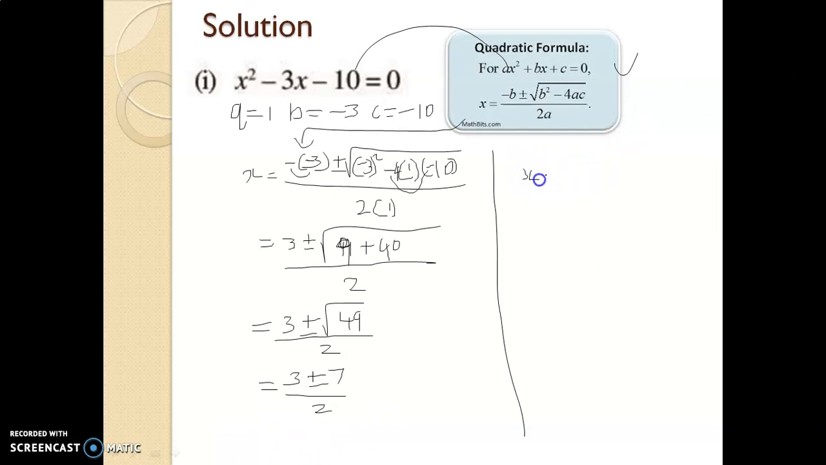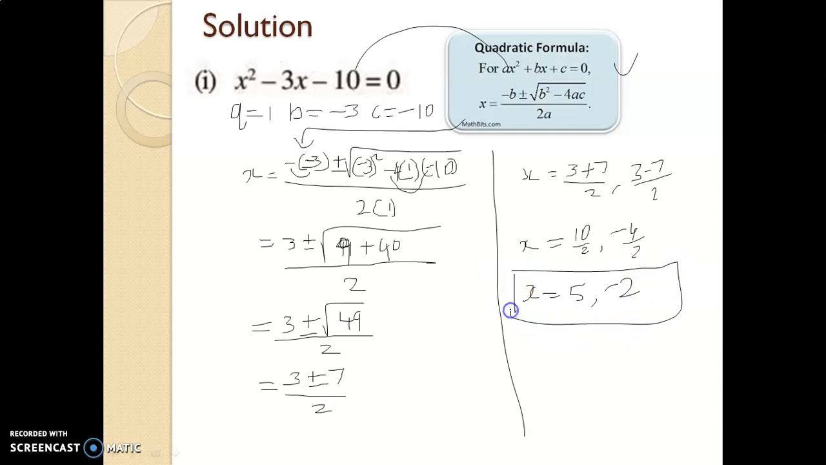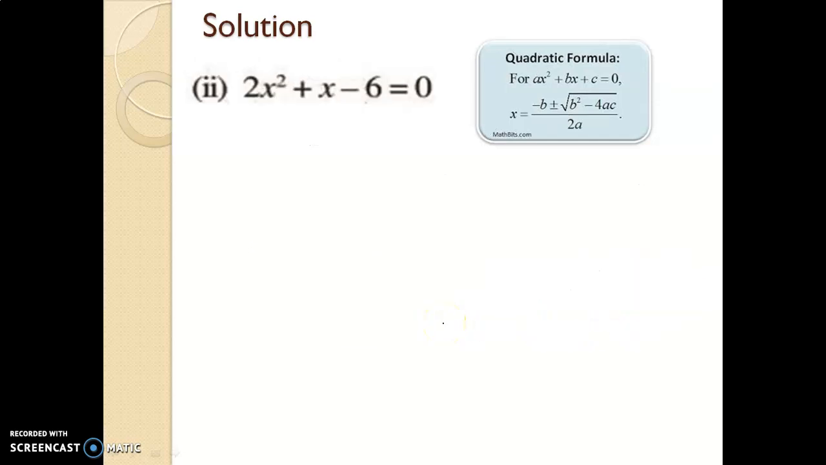So x equal to, positive means 3 plus 7 by 2, I am saying the positive symbol. Comma, next to it minus, that is 3 minus 7 by 2. So x equal to, when we add these two we get 7 plus 3 is 10, so 10 by 2, and here minus 4 by 2. When we divide, we get x equal to 5 and here minus 2, that's all. So these are the roots of the given equation, okay? Look at the next example.